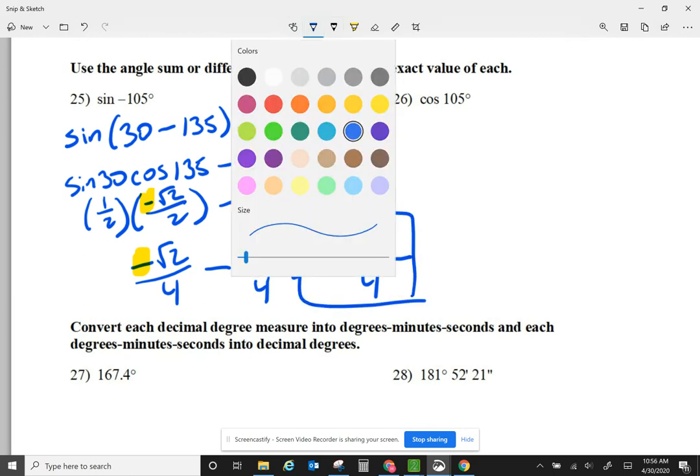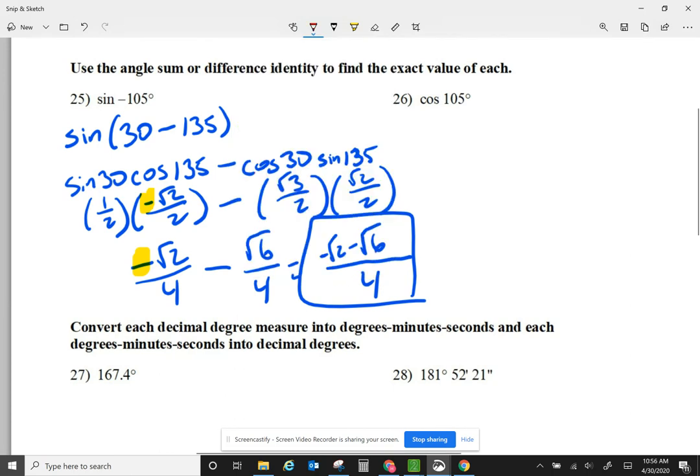Now in red, let me do it here on the top. The way I'm going to do this, I'm going to do a big parenthesis for the top. I'm going to do negative radical 2 minus radical 6. Don't forget your parentheses. See how many parentheses I have. And all this is over 4.